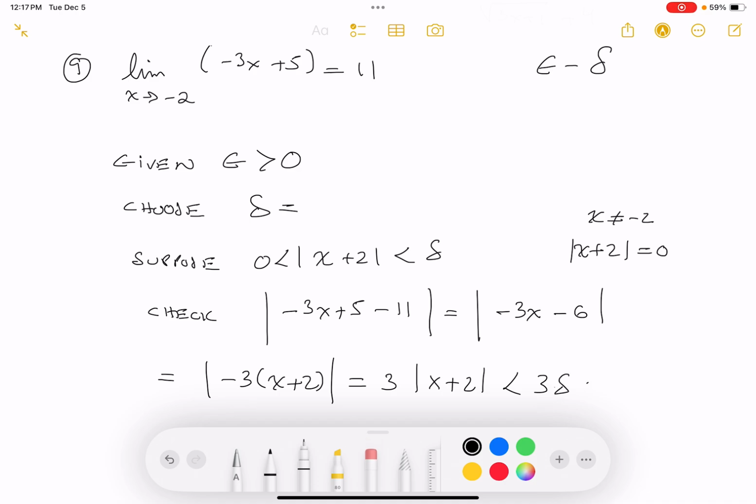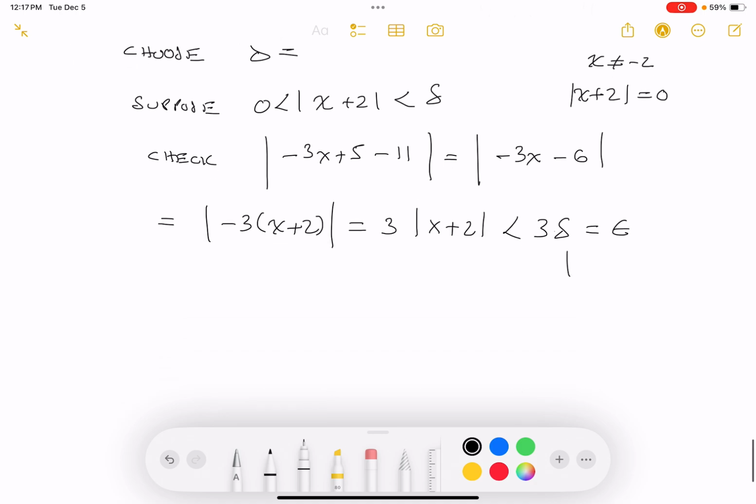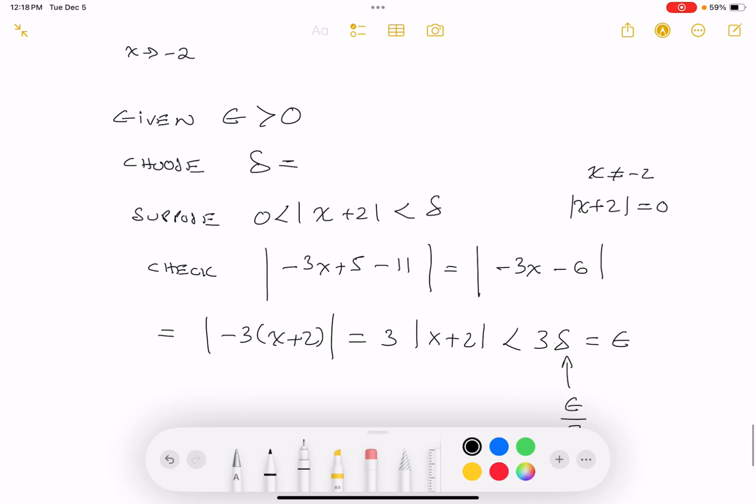And what's this going to be? We want this to be epsilon. So then the question is, what's the delta going to be? It's going to be epsilon over 3. Go back over here, write that down. And you're done, QED.